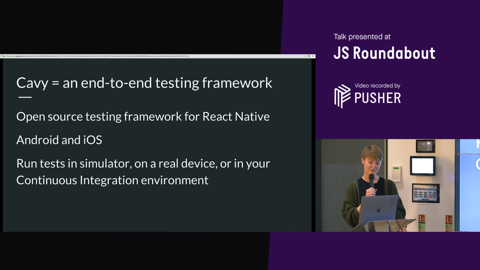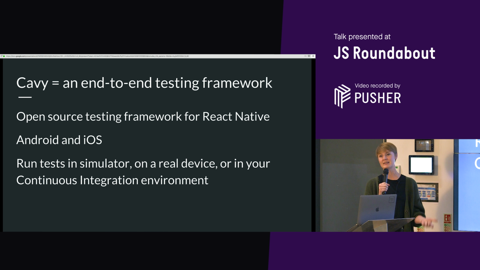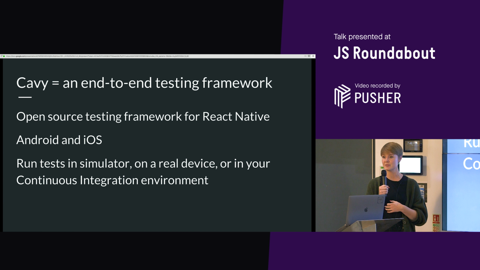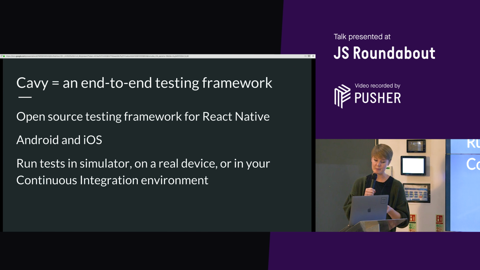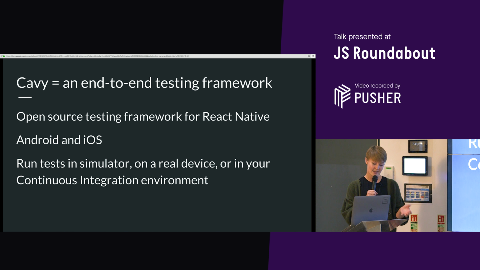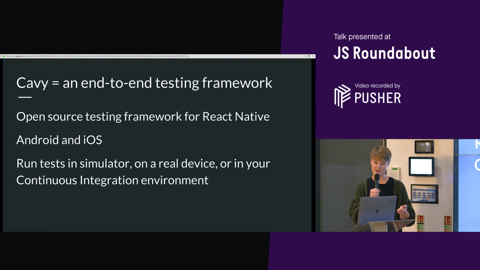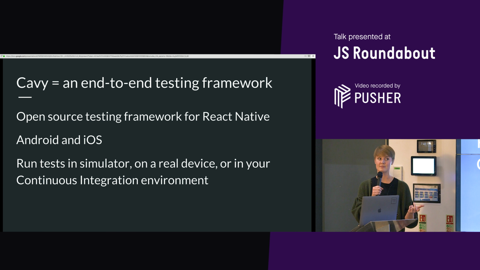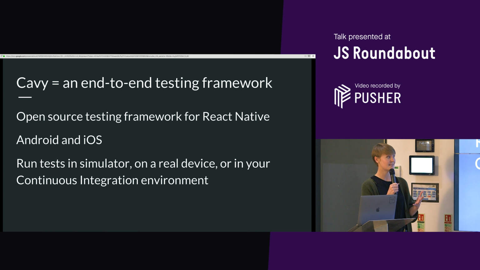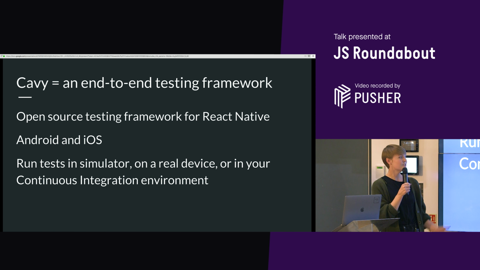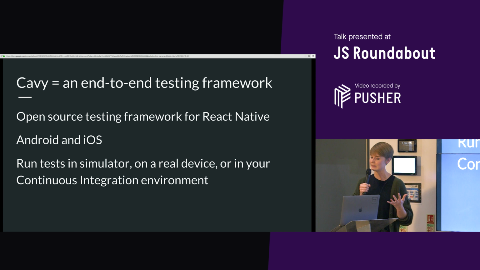Cavy was born out of our belief that there must be some kind of simple and clean solution to testing multiple React Native components. And that's what Cavy is. So it's end-to-end, it's open source, and it doesn't touch any native code. Because it doesn't touch any native code, it's exactly the same on Android and iOS. So you set up your tests once, you write one set of tests, and it works exactly the same, cross-platform. You can also run your tests in a simulator, on a real device, and crucially, in a CI environment, which is something that we're really after.